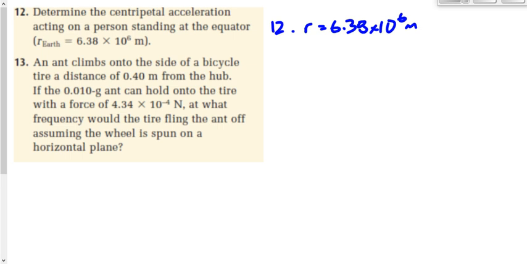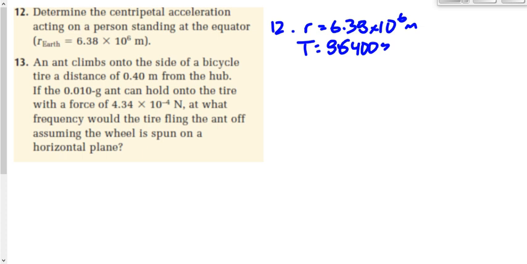What else do I have given to me here if I read between the lines? What else do I know about this situation? Yeah, I know the orbital period. If I'm on the Earth and I go around once, then the period of my rotation would be 24 hours. 24 hours times 60 gives me minutes, times 60 again gives me seconds, and it works out to be 86,400 seconds. So that's how long it takes to go around the circle once, for me, standing on the surface of the Earth at the equator.